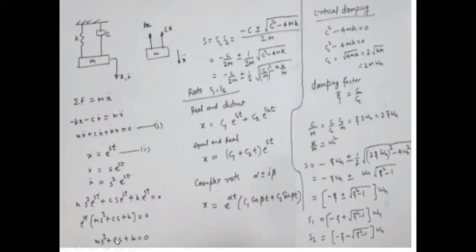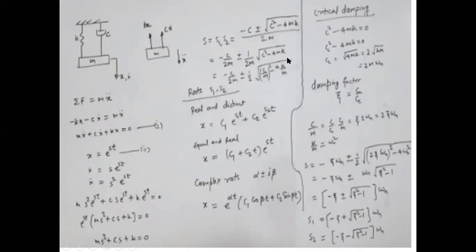Right? And c is equal to 1. a is equal to small m, b is equal to small c, and c is equal to 1, the coefficient of k. So the equation is written as S1, S2 equal to minus c plus minus under root c square minus 4mk divided by 2m. So it means S1 is equal to minus c by 2m plus 1 by 2m into under root c square minus 4mk, and S2 is equal to minus c by 2m minus 1 by 2m under root c square minus 4mk.